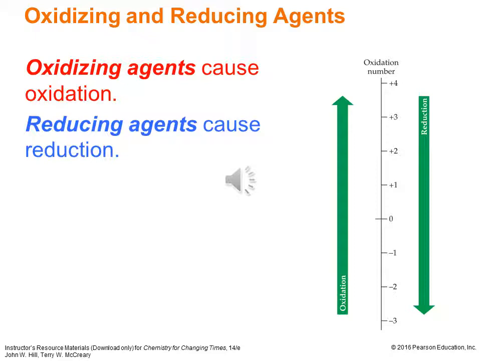Reducing agents cause reduction by getting oxidized. So if we think of that previous slide, the methane was the reducing agent. It got oxidized to carbon dioxide. So the oxidizing agent causes oxidation by itself undergoing reduction. The reducing agent causes reduction by itself undergoing oxidation. If you can wrap your mind around that, then you're in pretty good shape for the rest of this chapter.